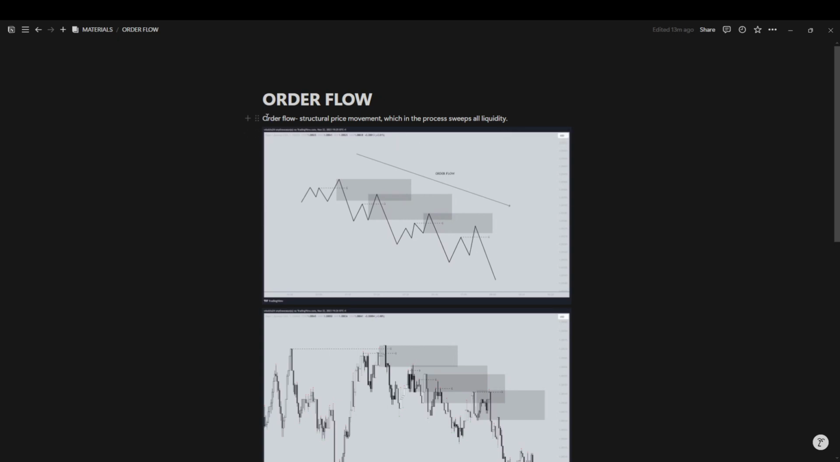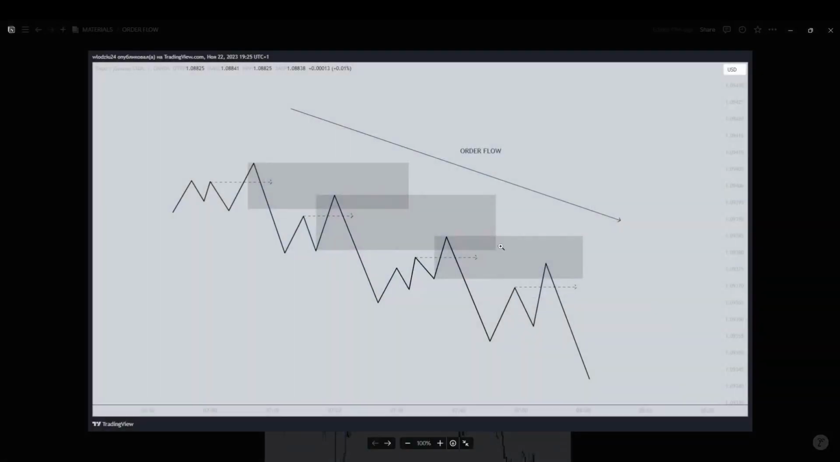So okay, let's start. Order flow is a structural price movement, which in the process sweeps all liquidity. We can see a static example. For me it's still a structure, because it's still a structural movement, but it's better than a plain structure because the movement in the order flow doesn't leave any liquidity behind, so we shouldn't worry that price can go higher, because we have a clear point of invalidation, which I will talk about later.